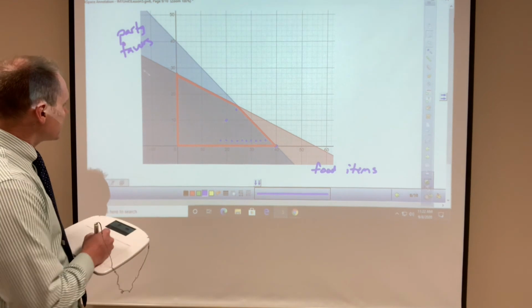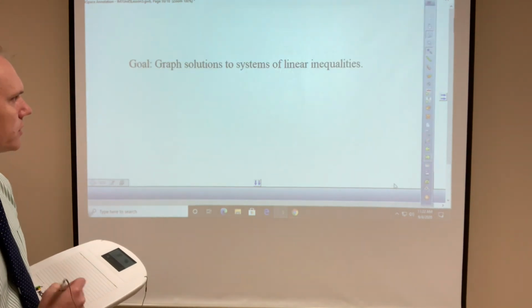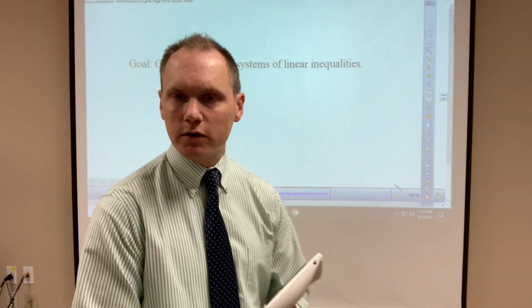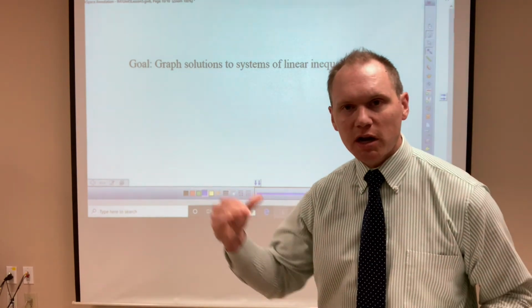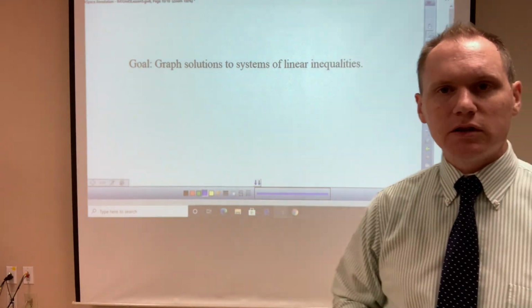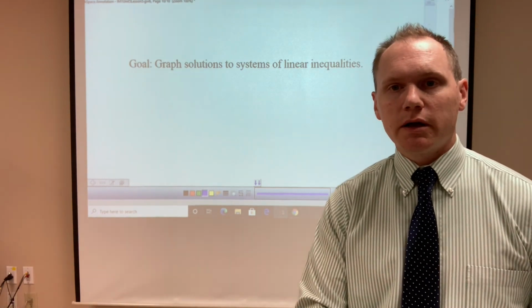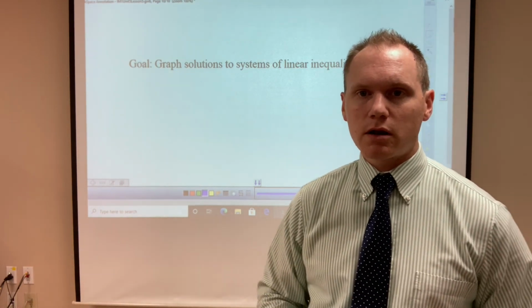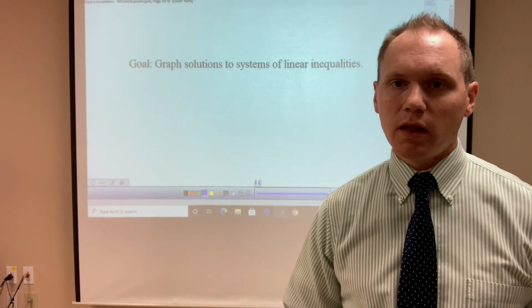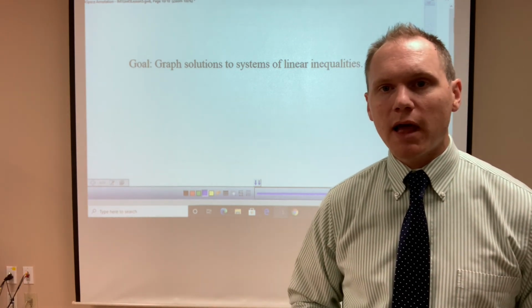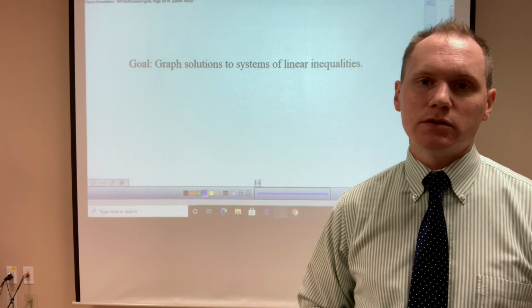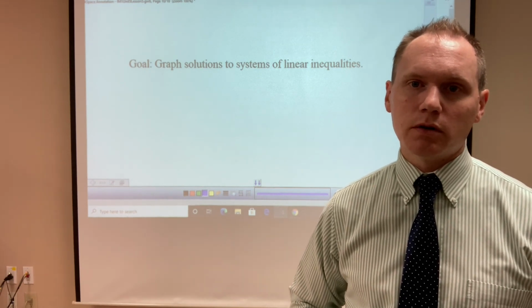All right, so that's how we do a system of linear inequalities. We graph the first inequality, shade above or below, and make sure we are paying attention to whether it should be dotted or not. Then we graph the second inequality, again shading and paying attention to whether it's dotted or not. And then we find out where they overlap. That overlapping region of our graph is the solution to our system of inequalities.